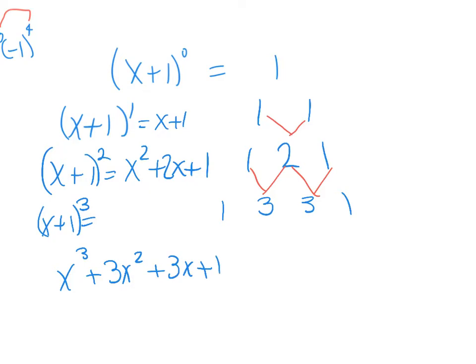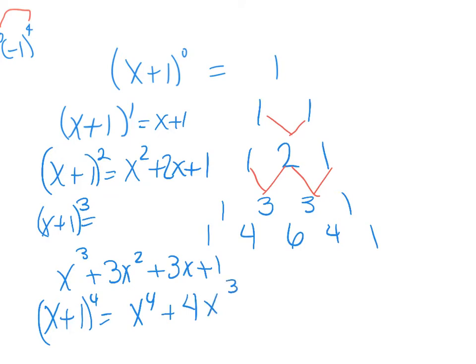My exponents on the x's are going down by 1. My exponents on the 1's are going up by 1. If I wanted to expand out x plus 1 raised to the 4th power, I'm going to come over here and write out this next row. So 1, 4, 6, 4, 1. So this is going to expand out to x to the 4th plus 4x to the 3rd plus 6x squared plus 4x plus 1. And I don't have to choose anything.